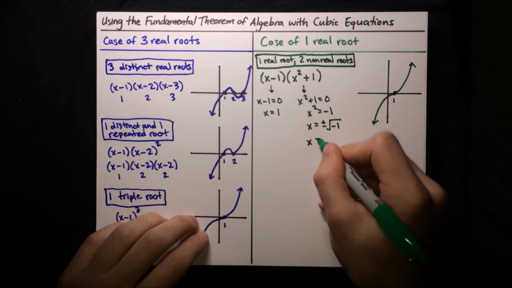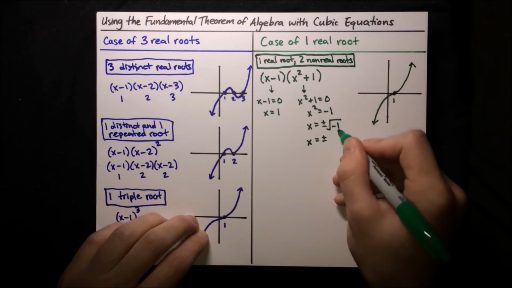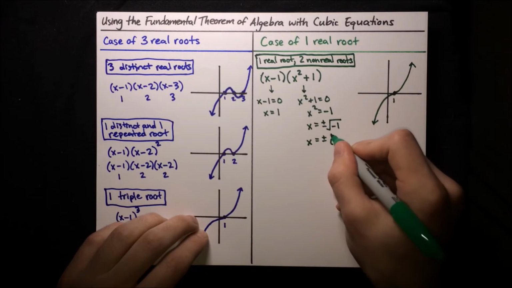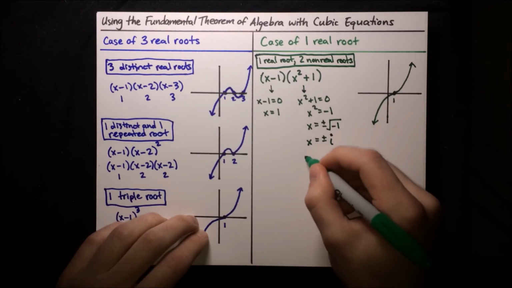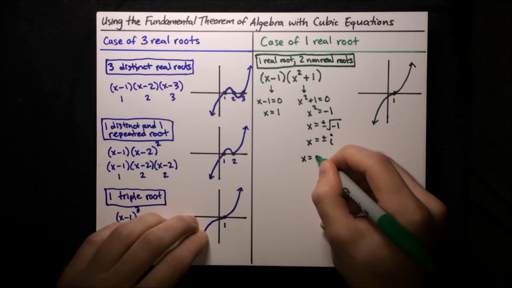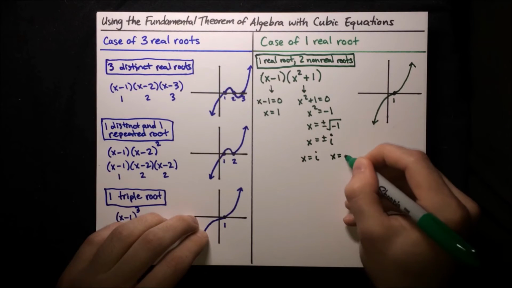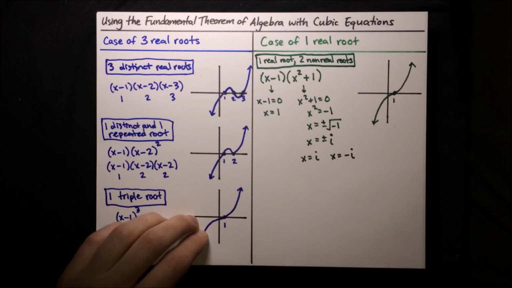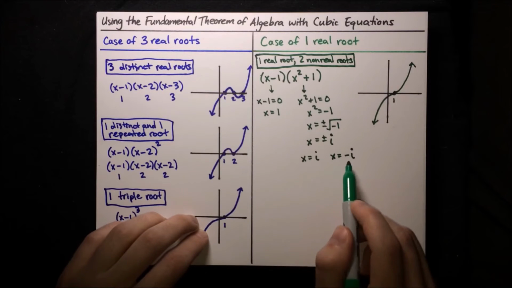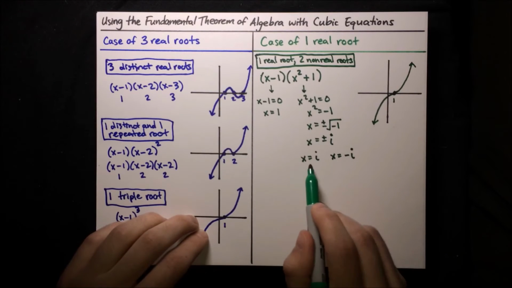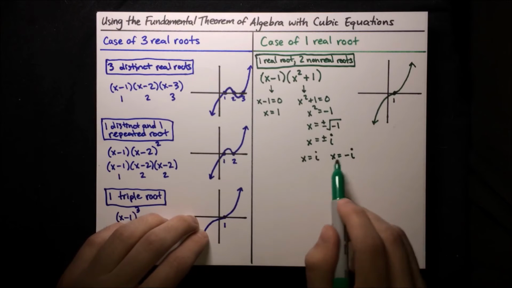We just call that i, and that's imaginary. So there are 2 non-real roots. Our 2 non-real roots are x equals i and x equals negative i. And that also makes sense because we know that non-real roots come in pairs of their complex conjugates. i and negative i are the conjugates.